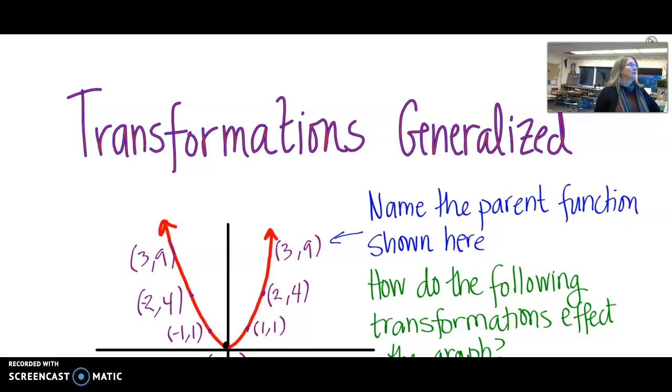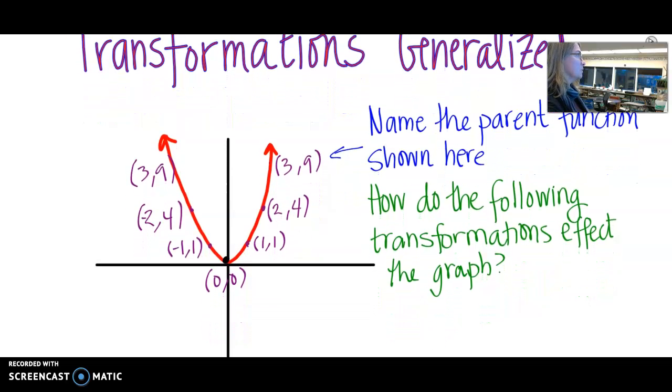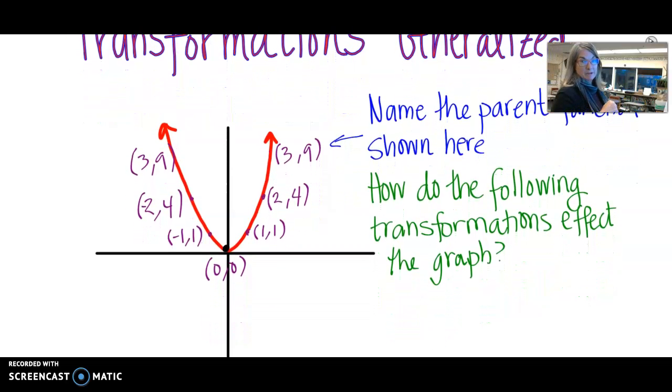Hey there! We are going to be talking about transformations in this video, transformations of parent functions. So let's look at this parent function that I have here on the board. Can you name that parent function? Hopefully that's a yes. This would be y equals x squared, or f of x equals x squared. It is the parent function for the quadratic functions.